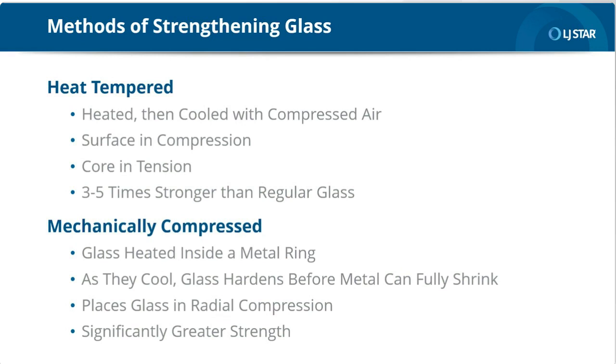During manufacturing, the glass is heated inside a metal ring. The ring expands because of the heat. As they cool, the glass hardens before the metal can shrink back to its original size. This places the glass in radial compression. Radial compression offsets the effects of tensile stress. There are almost no process conditions under which external tensile stress would overcome compressive stress.